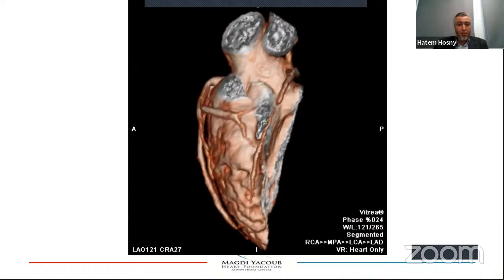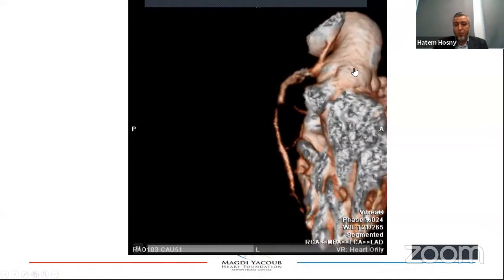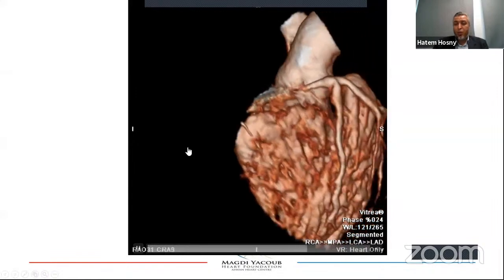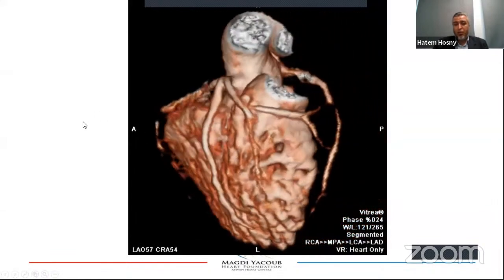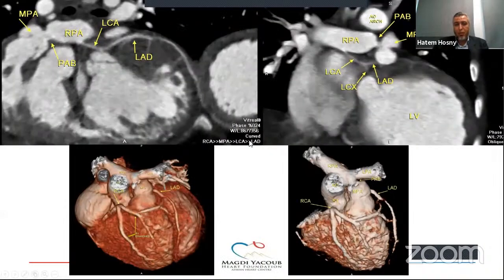And then, because of the very unfortunate course of the site of origin of the coronary artery, which came really high up from the mid RPA, the pulmonary artery band resulted in an acute pressure drop in the pulmonary artery and in the coronary. So a massive ischemia occurred with a significant impairment of the LV function.